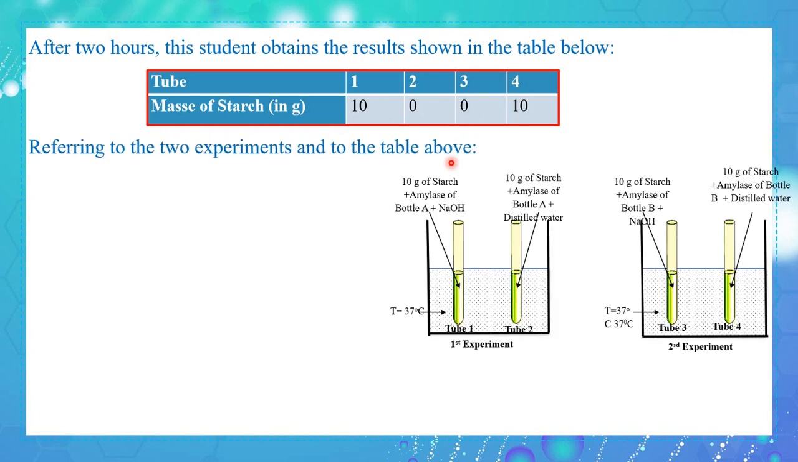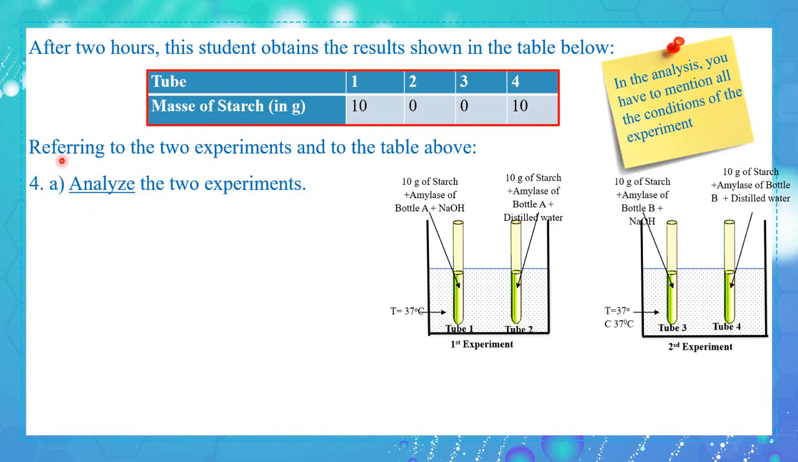Referring to the two experiments and to the table above, analyze the two experiments. The verb analyze. When the verb is analyze, you have to mention all the conditions of the experiment, including the temperature, the solution present in the tube, the kind of substrate used, the kind of enzyme used, all the conditions present in the experiment, and you have to relate them to the results which are presented in this table.